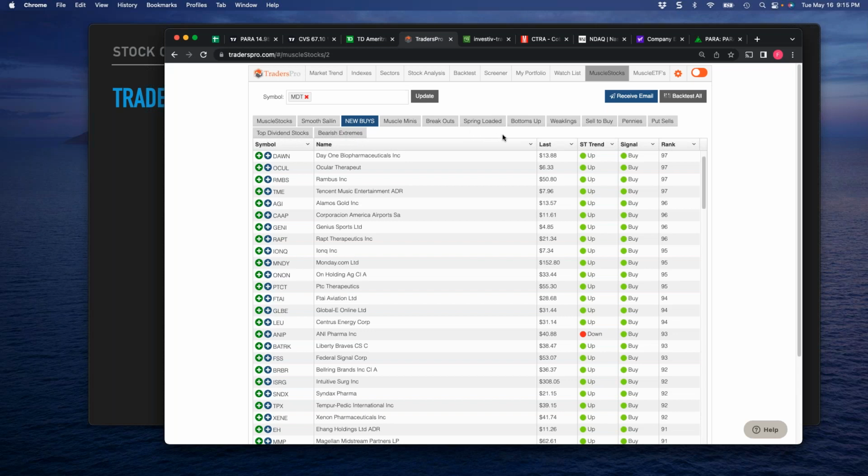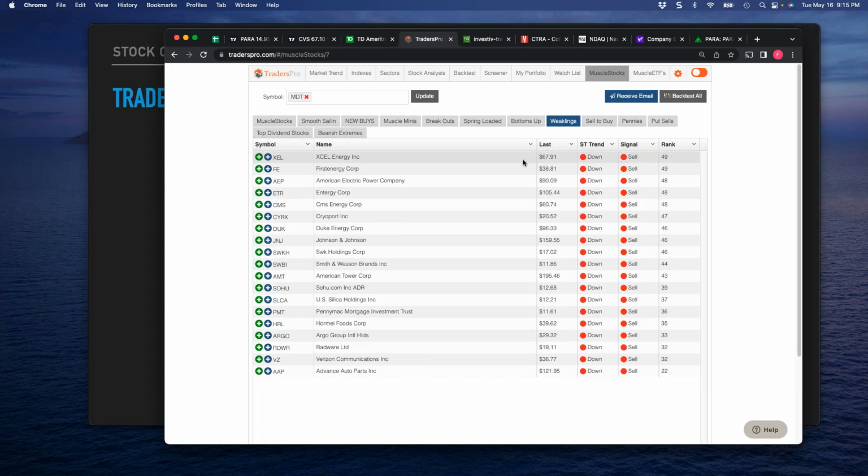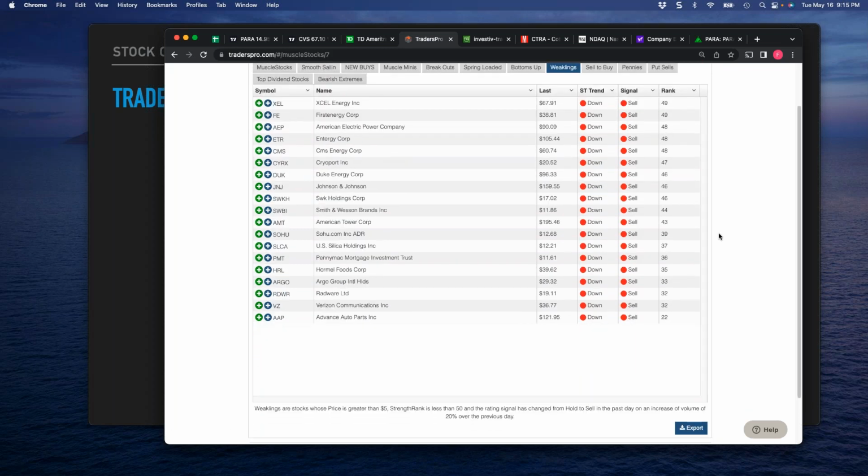So, for example, the weaklings scan is interesting because this is a scan that is looking for stocks with a strength rank less than 50, and the rating signal has changed from hold to sell in the past day on an increase of volume of 20% over the previous day. These are stocks that may be picking up bearish momentum.